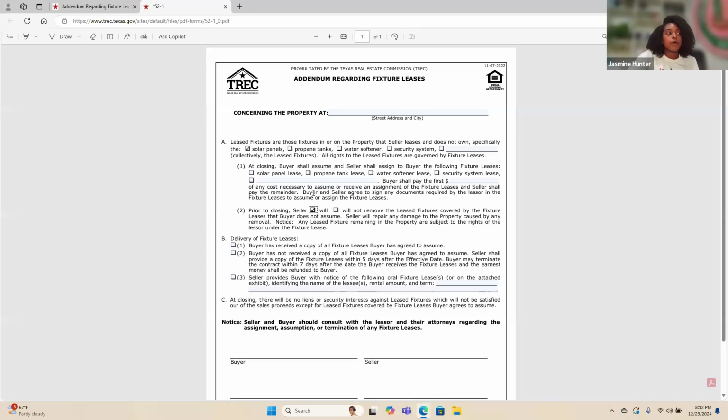Now, if the buyer is like, well, I'll take over the solar panel lease, you don't need to get rid of it. So the seller does not own the solar panels, but at closing, the buyer will assume the solar panels and the seller will not take them off. Okay. And here's all the information regarding it. All right. So that's for your fixture leases.